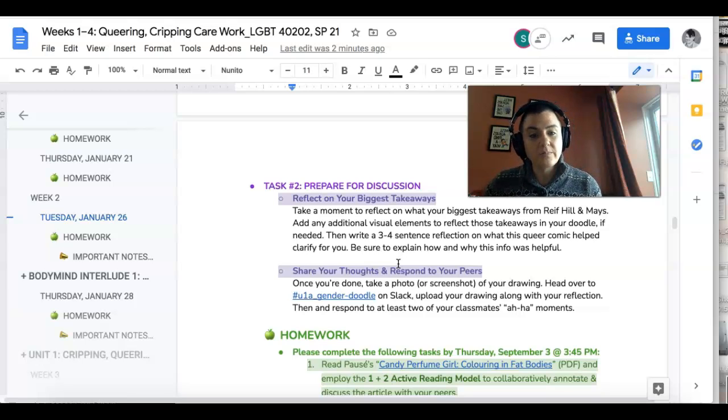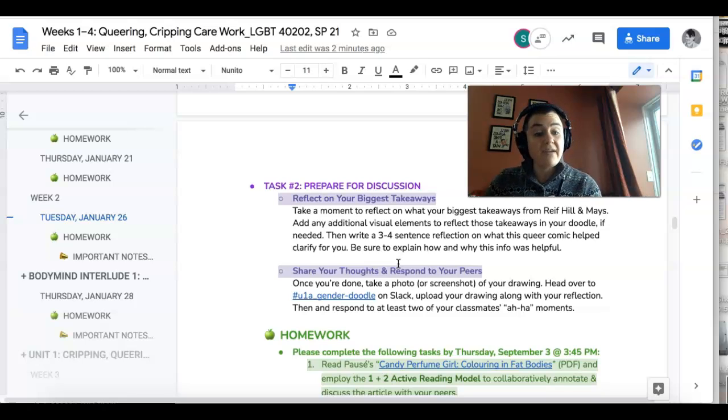So you've got your drawing done. You're going to reflect on your biggest takeaway from reading The Gender Book, and try to be specific with the biggest takeaways, right? Because it shows that you're engaging with the material. So just say, this is specifically my biggest takeaway from the book. I really appreciated this particular phrase that they used, or I loved this visual. It really clarified things for me.